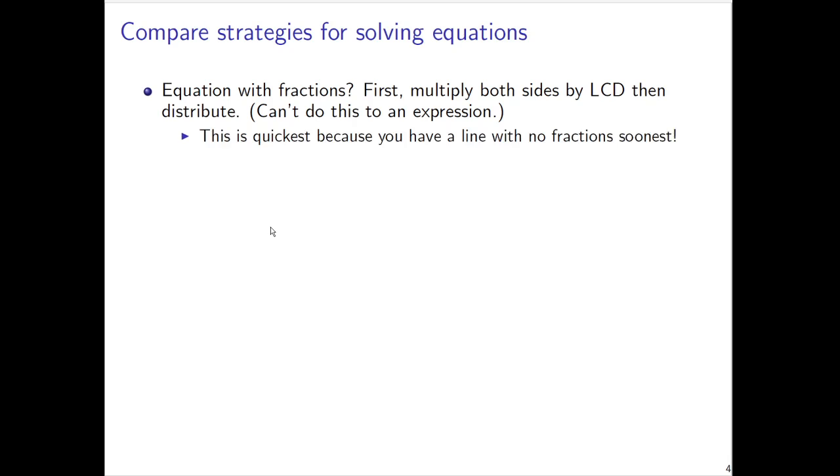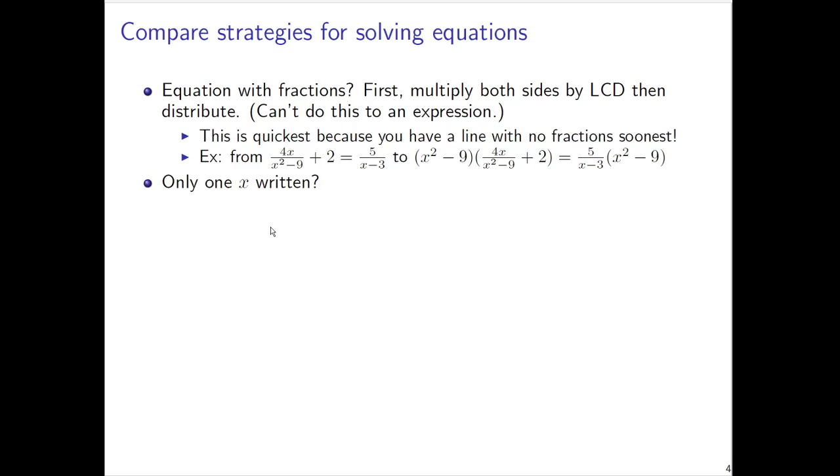And this is the fastest thing that will work because this is the quickest way to get to a line that no longer has fractions written. So for example, looking at the denominators x squared minus 9 and x minus 3, well, since x squared minus 9 can be rewritten as x plus 3 times x minus 3, that x minus 3 factor is already there. So we should really just multiply both sides by x squared minus 9. And then after distributing on the left side, things will cancel both on the left and right side so that you no longer have fractions.